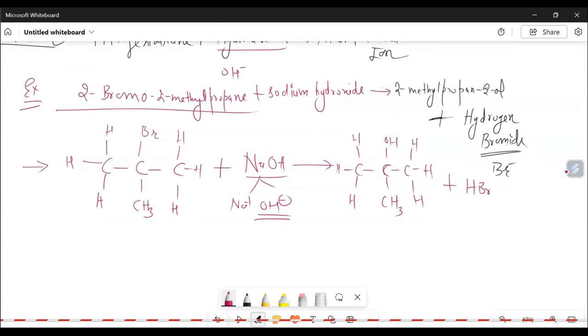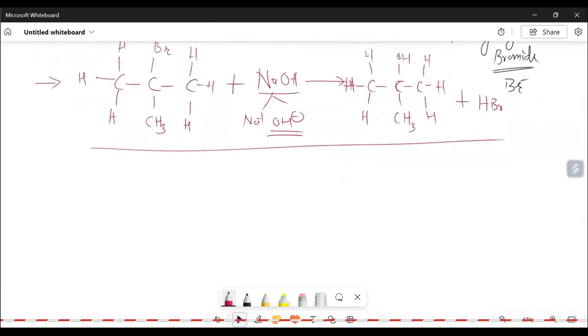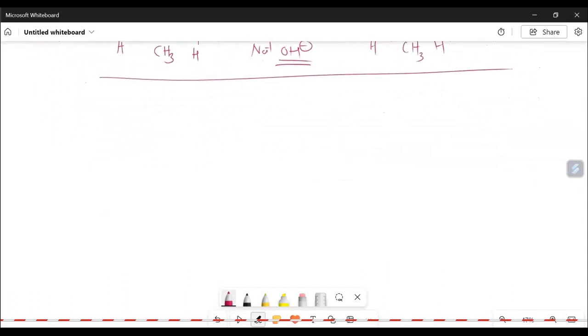By using this example, this is your hydrogen, so you can easily figure it out. This type of reaction is happening. Now what is happening here? We will go through the mechanism now. How is this happening? The mechanism.